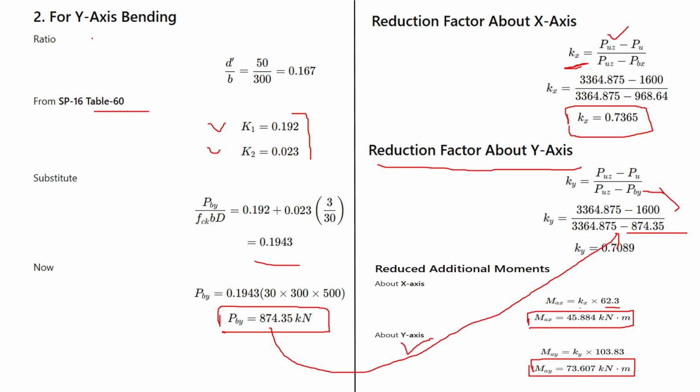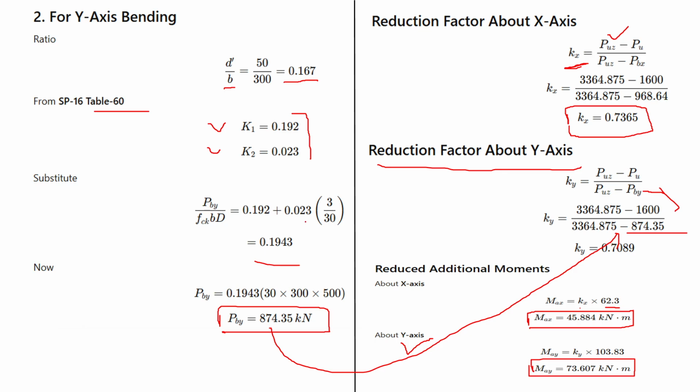Similarly about the y-axis, again the same procedure, only the thing that will change is the b. Okay, 0.167, and again I will go to Table 16 and see the K1 and K2 values corresponding to the d' by D ratio. I will simply substitute K1 and K2 in this formula and I will get the PBY.